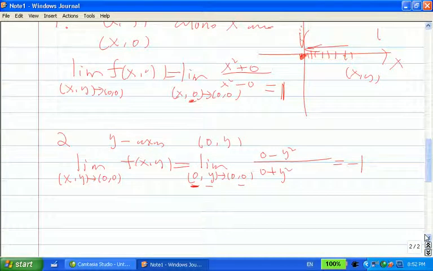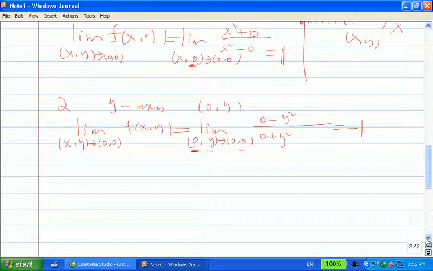So now we show that, with this limit, we chose two special paths. One is along the x-axis, one is along the y-axis. You got different limits. Therefore, we show that the limit does not exist. Even if you show both ways give the same number, it doesn't mean the limit exists. Remember, there are infinitely many ways. There's no way you can finish checking that.